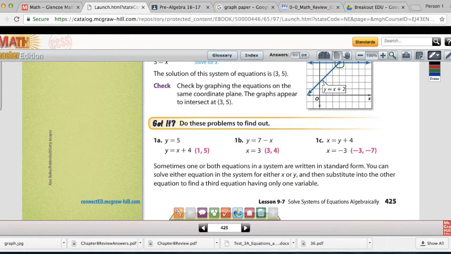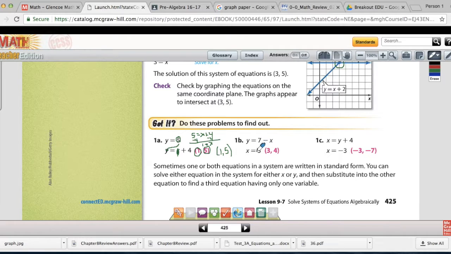So we are going to do this at the bottom of page 425. If y is equal to 5, then we should be able to put in 5 wherever we see y. So we have 5 equals x plus 4, subtract 4, subtract 4, 1 is equal to x, which is what we see right there. And if 1 is x, and we substitute it back in, 1 plus 4 is 5. So the solution to that system of equations is (1, 5).